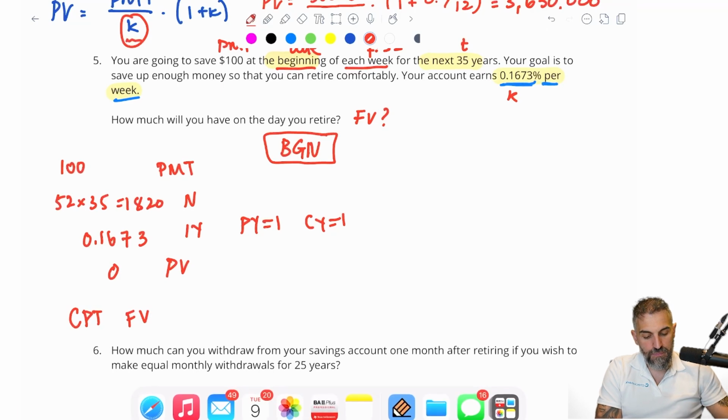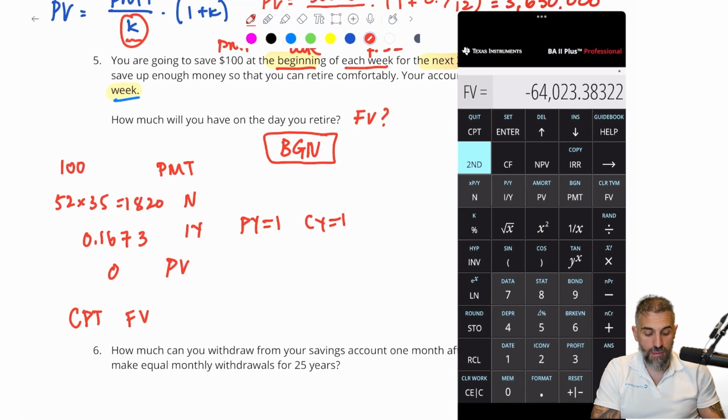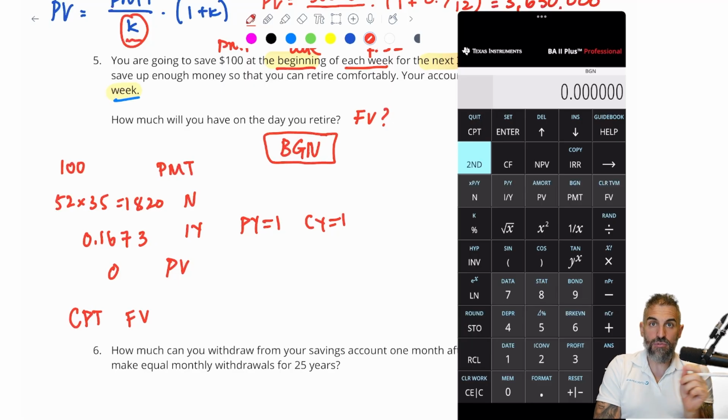So let's go. First of all, to turn on BGN and then to turn it off, it's the same 4 keys. Watch. Second, payment, second, enter. Second, payment, second, enter. Look what happened when I did that. You see BGN at the top of the screen there, right? Even if I clear it, BGN remains. That is how you know that it's turned on. So now anything you solve in the calculator is solved as an annuity due.